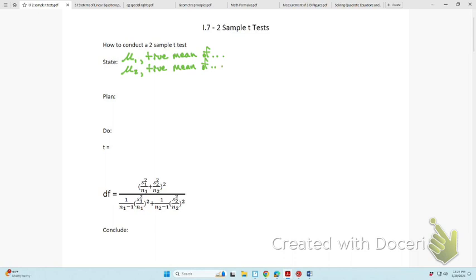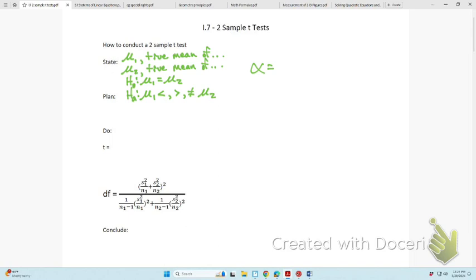Set up your 2 hypotheses. And this is very similar to 2 proportion z-test. We assume the 2 means are equal. And we're testing to see if one is smaller, larger, or just not equal to the other. Make sure you set alpha up here in the state step or the hypothesis step. So make sure you say what it's supposed to be. And then move on to the plan step.